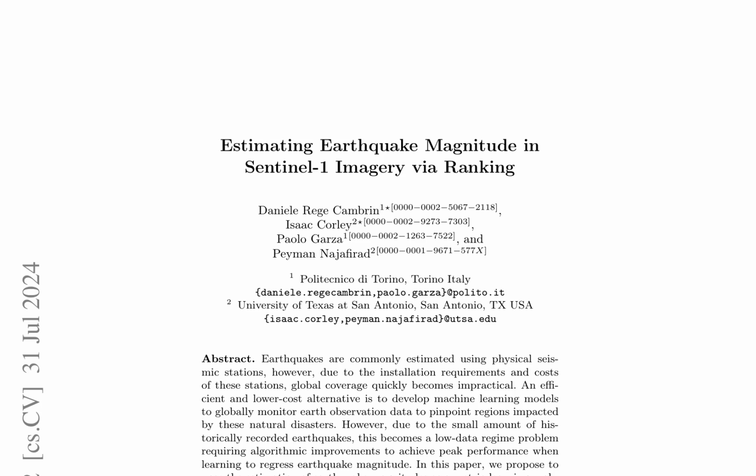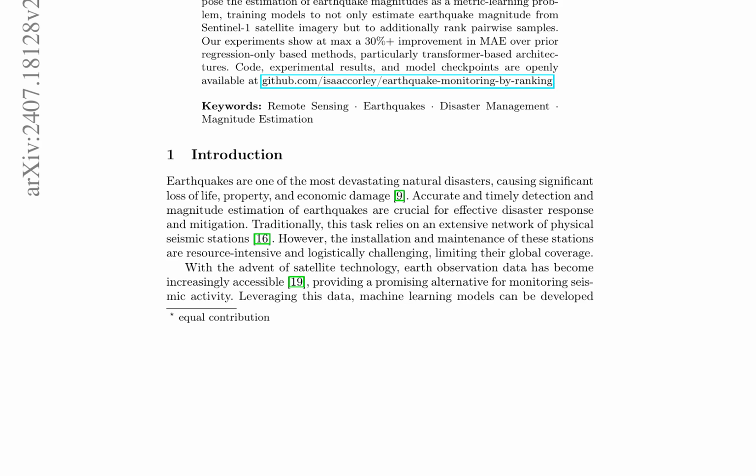To address this, the authors propose a novel metric learning approach, training models to estimate earthquake magnitude from Sentinel-1 satellite imagery while ranking pairwise samples. This approach has shown a significant 30% improvement in mean absolute error (MAE) over prior regression-only based methods, particularly transformer-based architectures. The proposed method has the potential to provide more accurate and timely earthquake magnitude estimation, enabling effective disaster response and mitigation. By leveraging the increasing accessibility of Earth observation data, this approach offers a promising alternative for monitoring seismic activity and estimating earthquake magnitude.